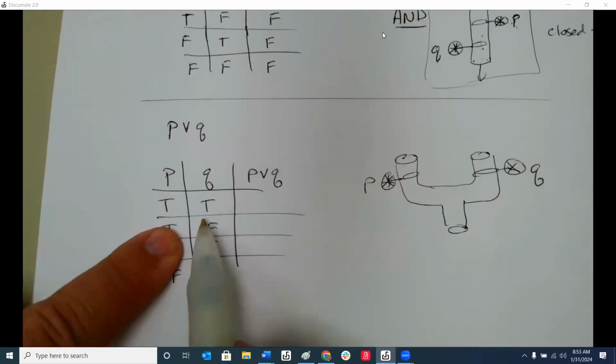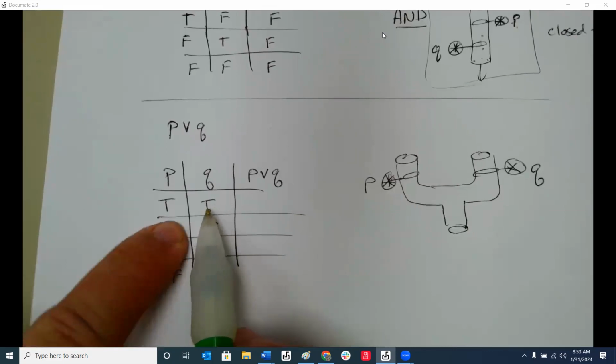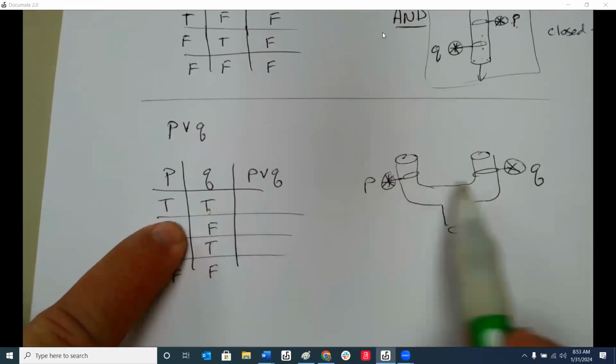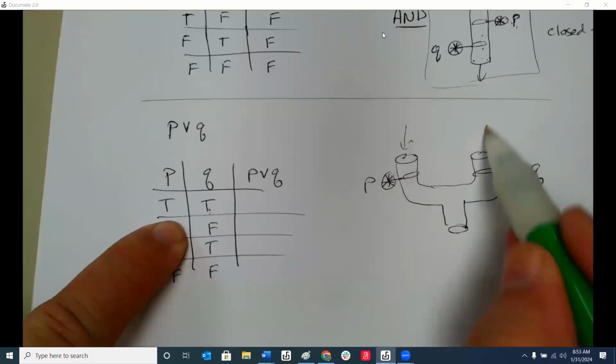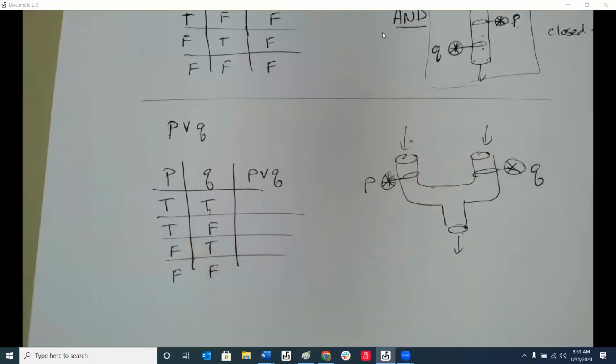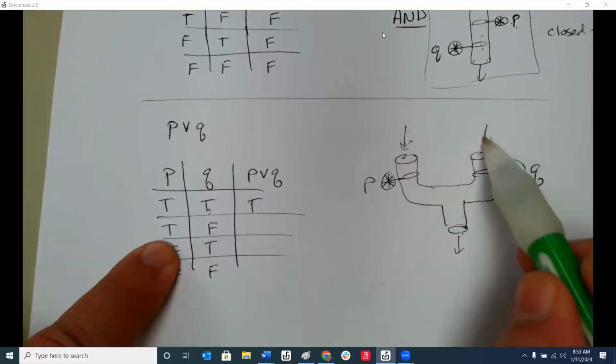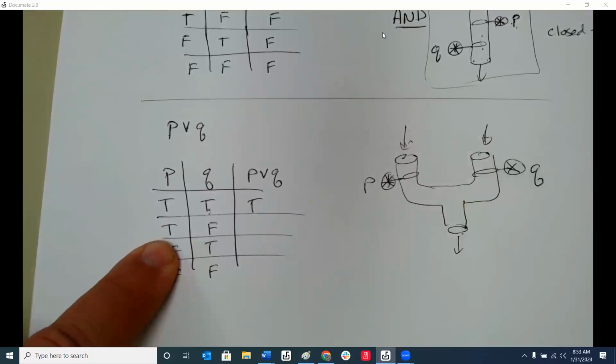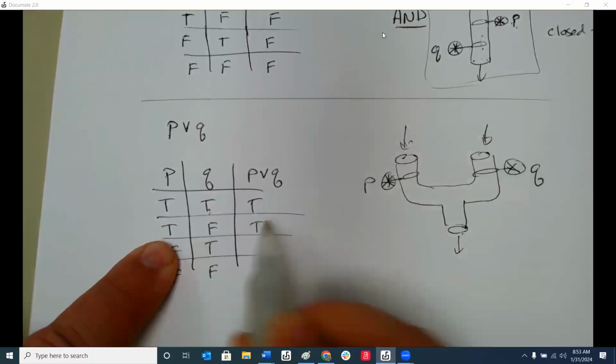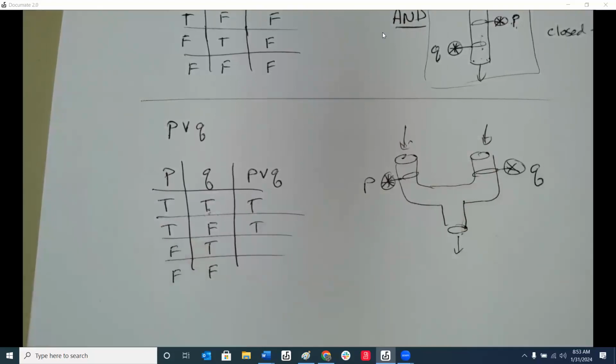So this first statement says what? Are they both what? Open. If they're both open and I put water in both of these tubes, will water come out? Yes. If P is open and Q is open, I pour water in both of these tubes, will water come out? Yeah. Because this one's open, it'll come out.